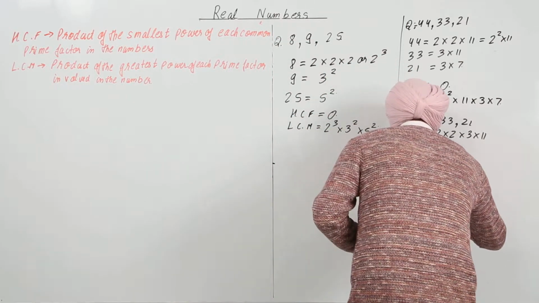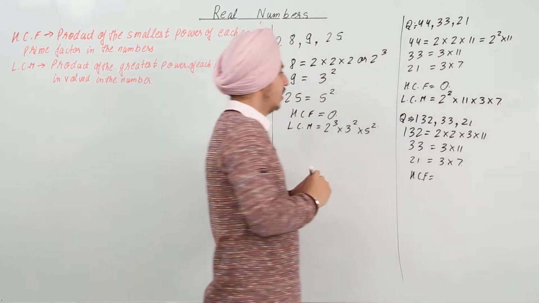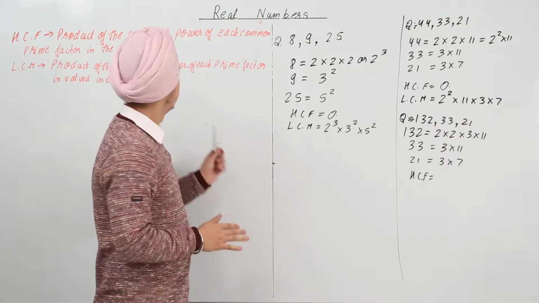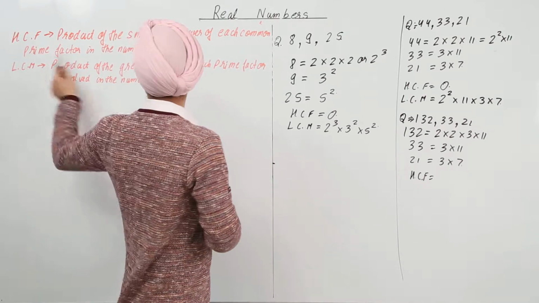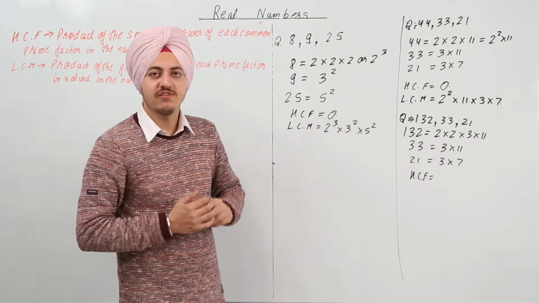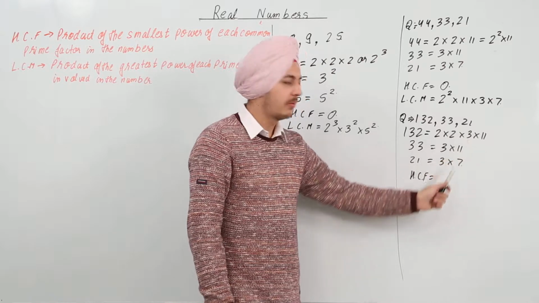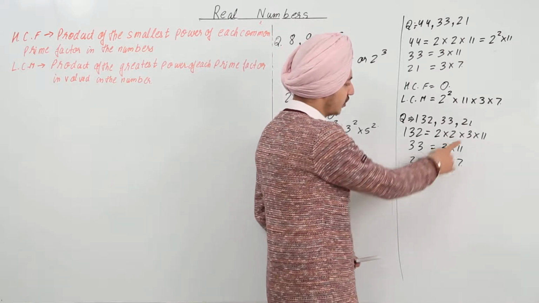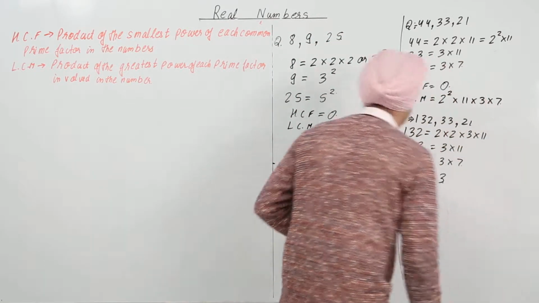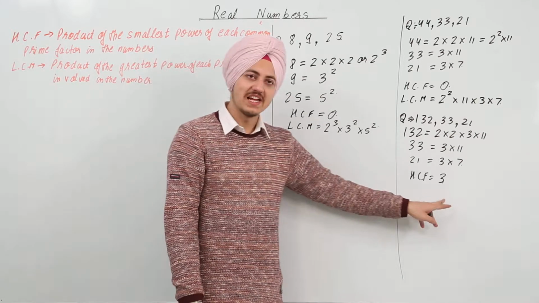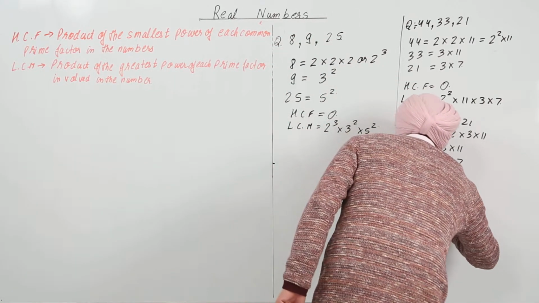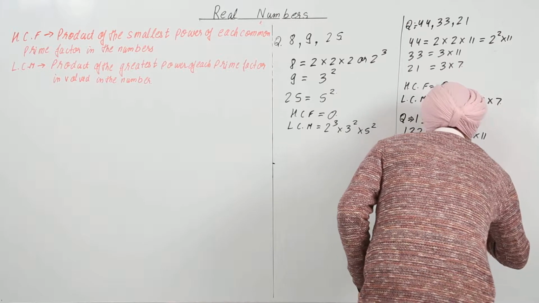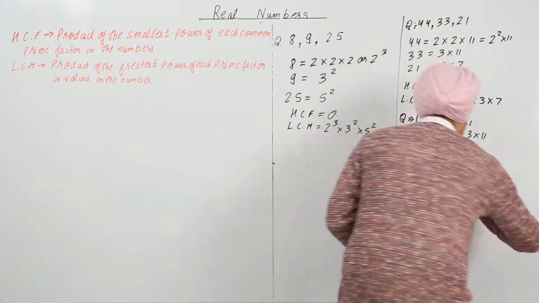HCF, and for this, the HCF is the product of the smallest power of the factor. 11 is not common, 2 is not common, 7 is not common, but 3 is. Two raised to power 2 is included, into 3 included.